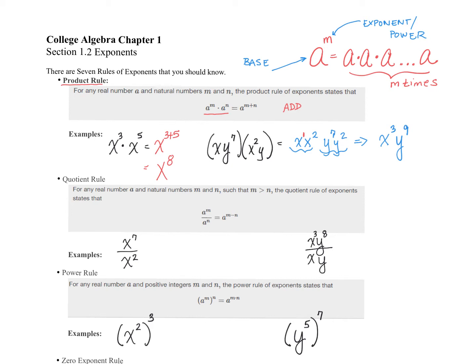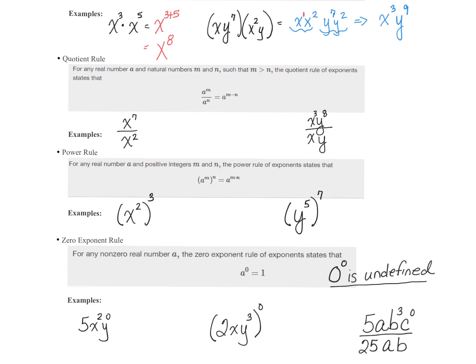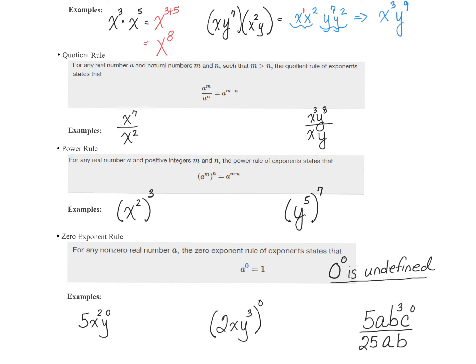The next rule is the quotient rule. For the quotient rule, it's very similar. When you multiply the same base, you add the exponents, but when you divide, you subtract the exponents. So we're going to do that on these 2 examples here. X to the 7th divided by x squared would be x to the 7 minus 2, the numerator power minus the denominator, or x to the 5th.